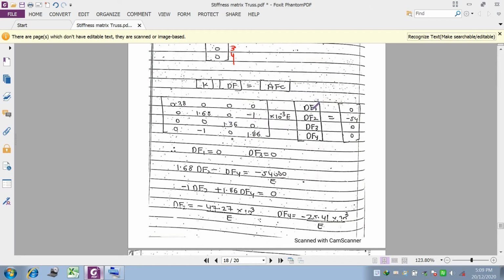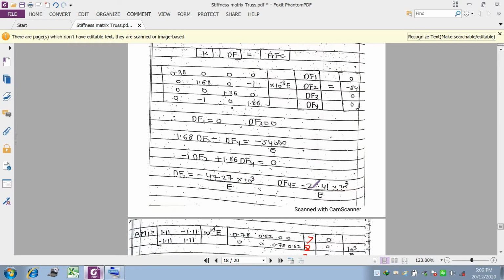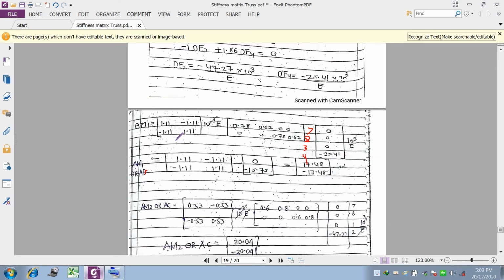Solve this simultaneous equation of 4 unknowns in your calculator. You will get the answer as DF1 is 0, DF2 is equal to minus 47.27 10 to power 3 by EI, DF3 is equal to 0, DF4 is equal to minus 25.41 10 to power 3 by EI. Then AM1, then the final forces. The formula for the final forces is EA by L times the matrix of cosine and sine terms, with EA by L, minus EA by L.